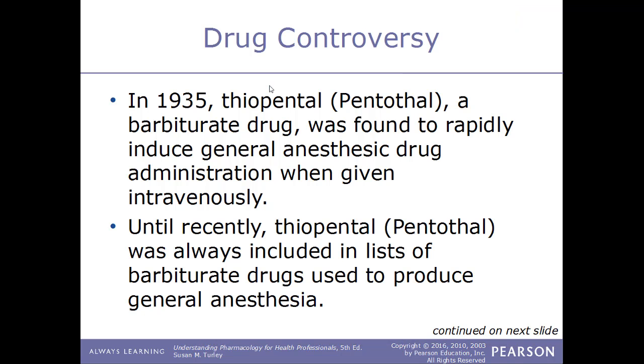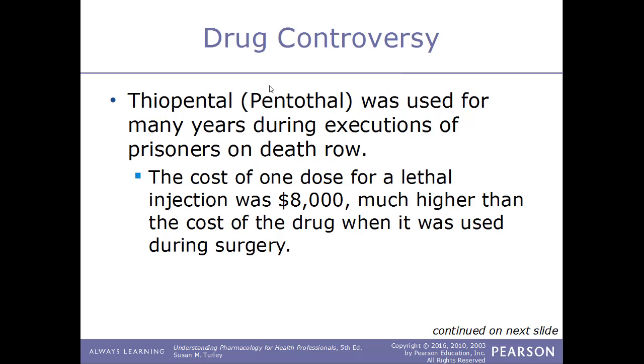Now we'll talk about a drug controversy. In 1935, the drug thiopental, also known as pentothal, which is a barbiturate drug, was found to rapidly induce general anesthesia when it was given intravenously. Now, until recently, this drug was always included in a list of barbiturate drugs used to produce general anesthesia. This drug was also used for many years during executions on prisoners who are on death row.